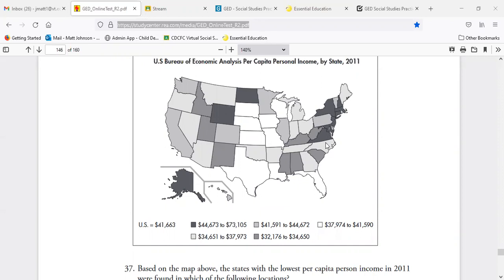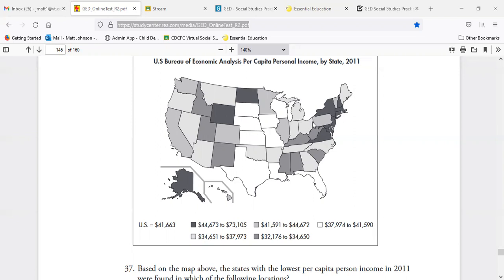But I get Mississippi and Alabama mixed up. Alabama is next to Georgia, and Mississippi is next to Louisiana. And you can always remember Louisiana because it's shaped like an L. So that's my help for mapping. And also Vermont. You see the gray one up here? It's shaped like a V. So that's how I remember.